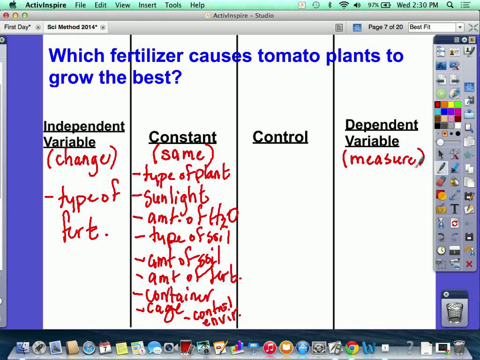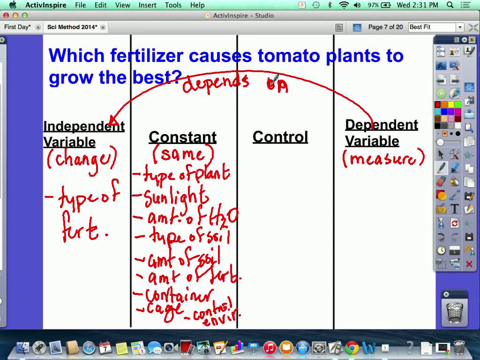The dependent variable depends on the independent variable. Go ahead and draw that in. Depends on the independent variable. Okay? So let's think this through.